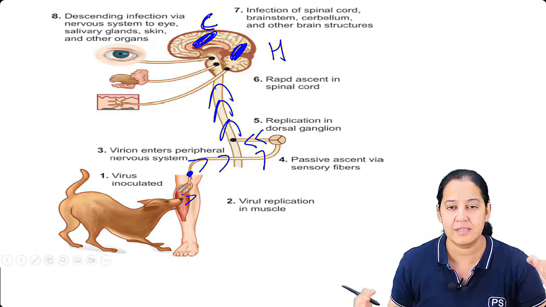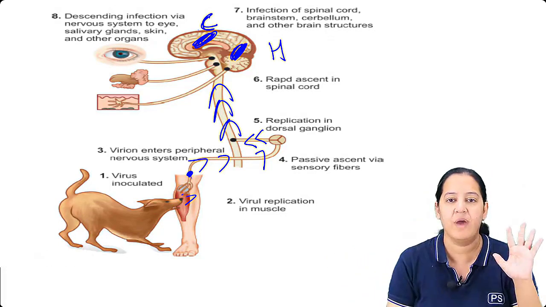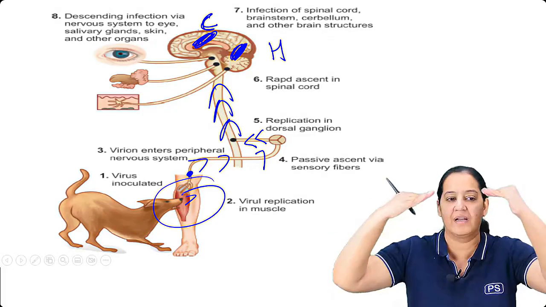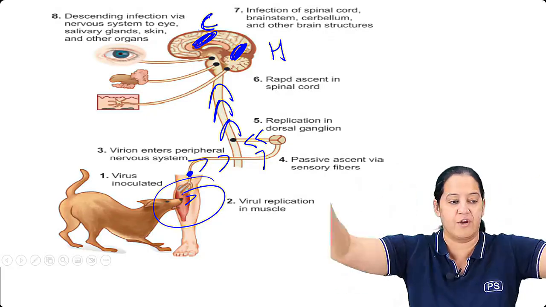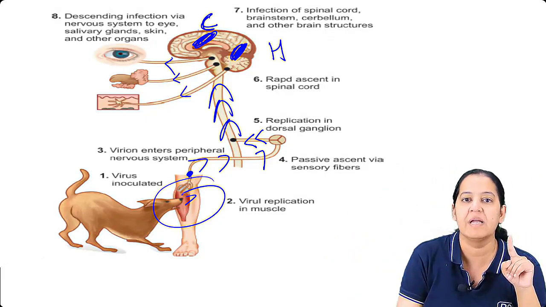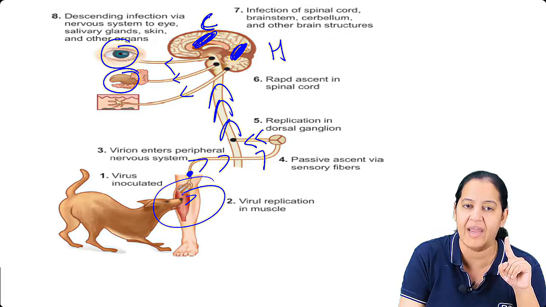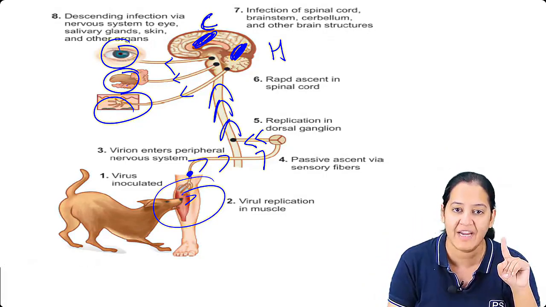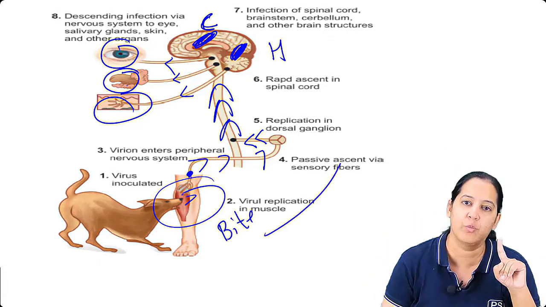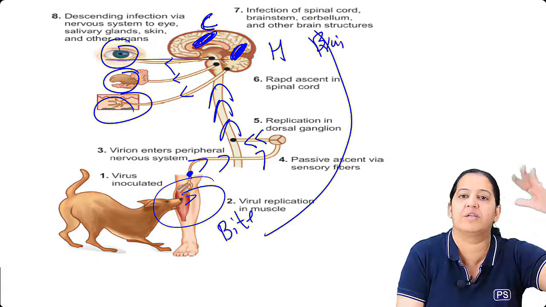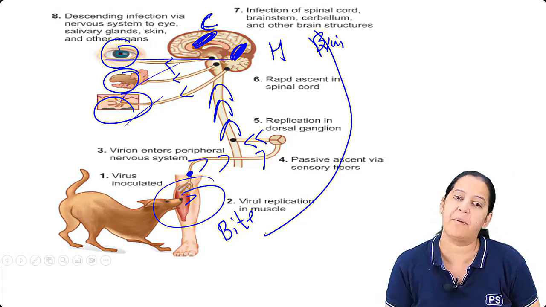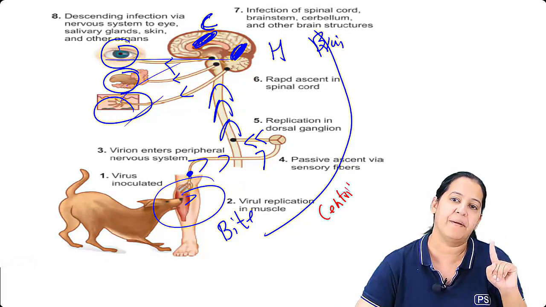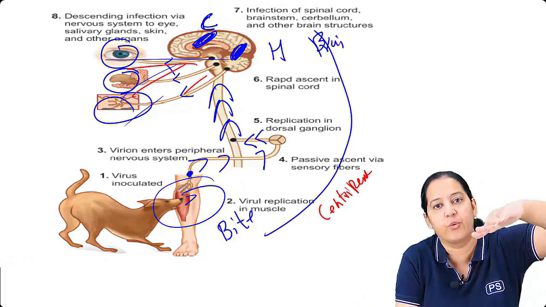This is known as centripetal. So wherever the virus is, it is going towards the center. The center is the brain. So first it is centripetal distribution. After going to the brain, it will go centrifugal. So it will go to the nerves, multiple nerves, the salivary gland, the eye, the cornea, multiple organs. So this is centrifugal. First from the site of the bite to the brain, and from the brain to multiple organs. So this is the route. First it is centripetal, towards the center, and then it is centrifugal, away from the center.